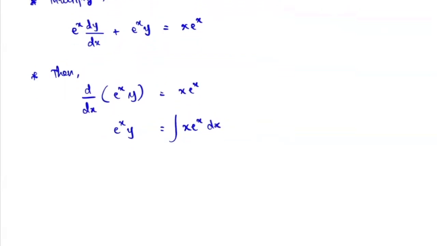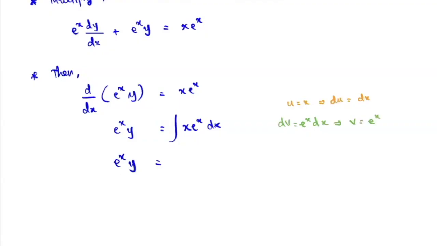And you have e to the x times y. You evaluate this integral using integration by parts. So let u equal to x, so du equal to dx, and dv equal to e to the x dx, or v is equal to e to the x. Again, why did I choose u equal to x and dv equal to e to the x dx?